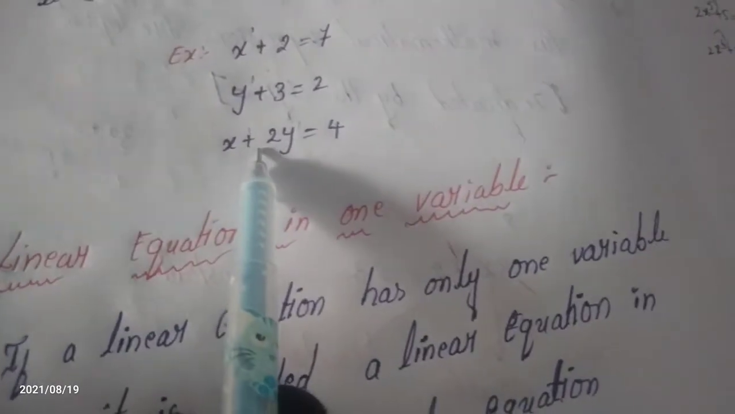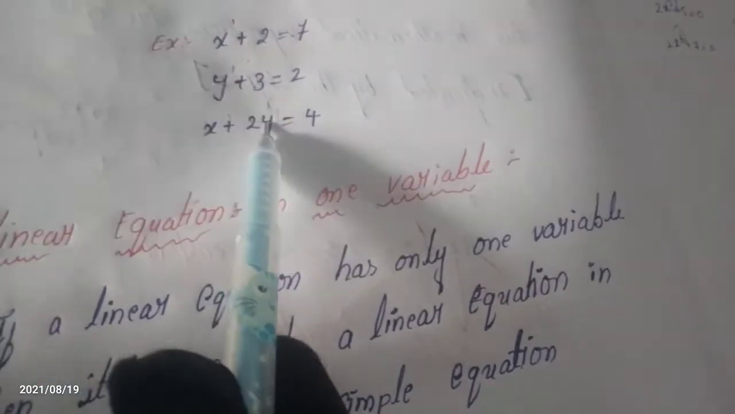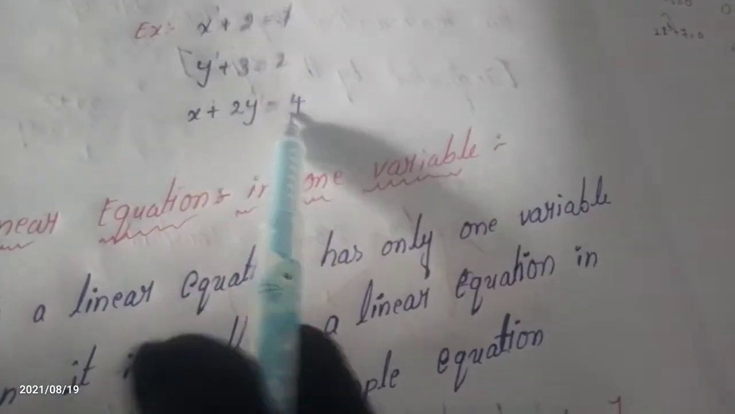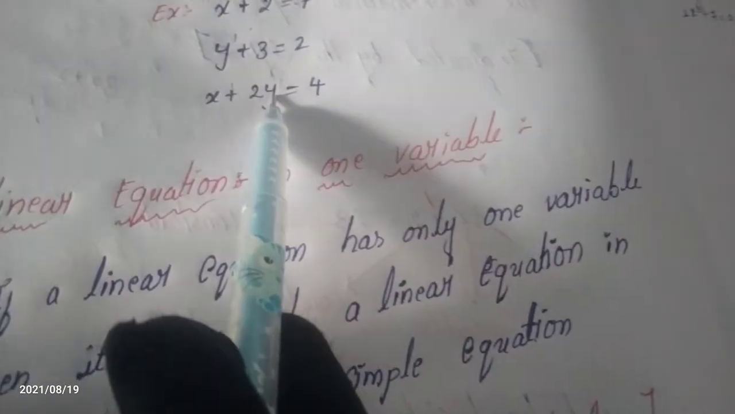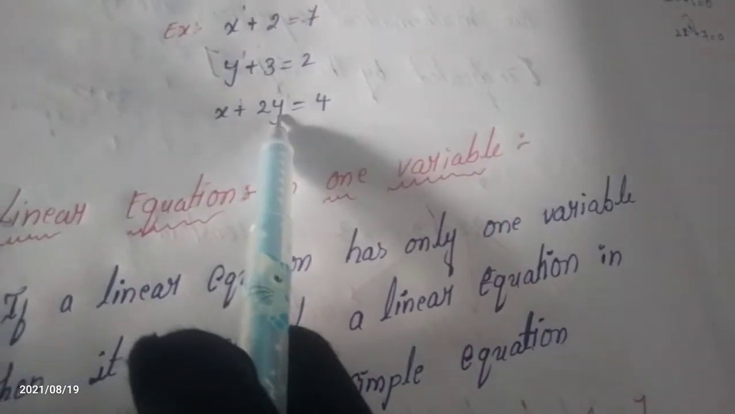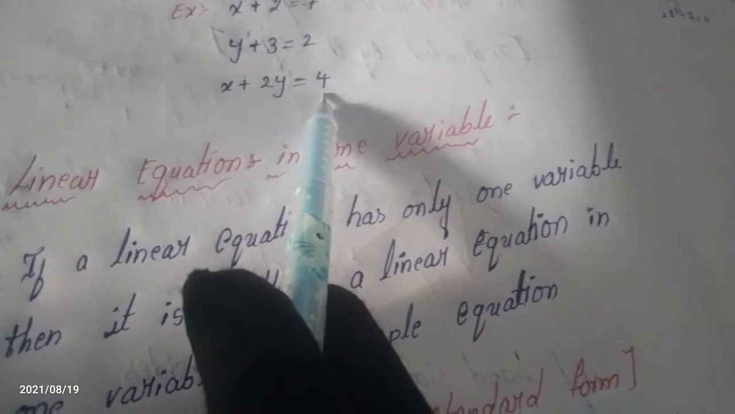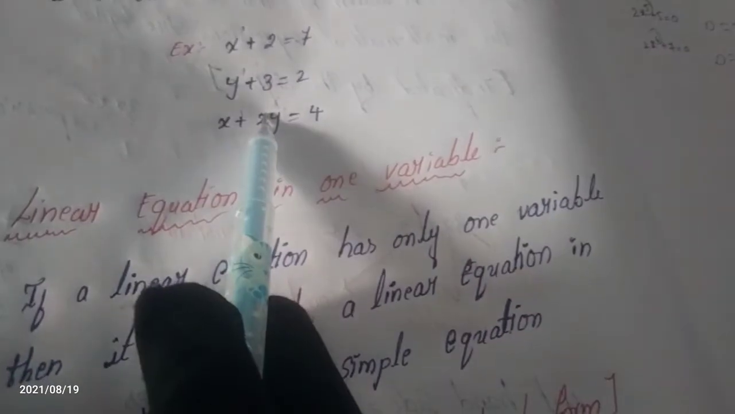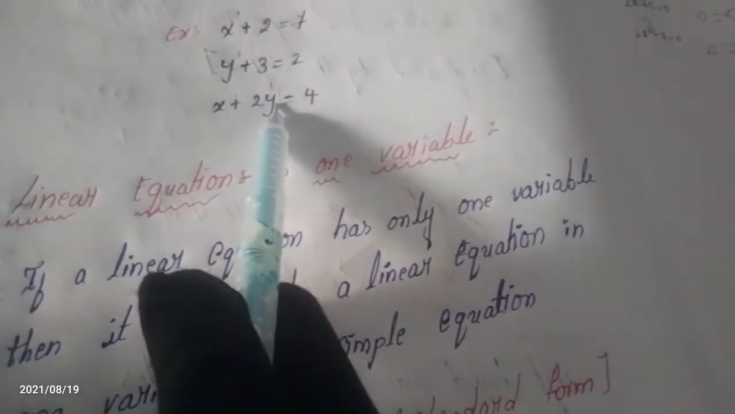Is it a linear equation in one variable? No, it is not in the form of a linear equation in one variable because x is there and y is there. In this equation we have two variables. It is a linear equation, but it is not a linear equation in one variable. I hope you understand the difference between a linear equation and a linear equation in one variable. It is an example of a linear equation, but not of a linear equation in one variable because it has two variables.